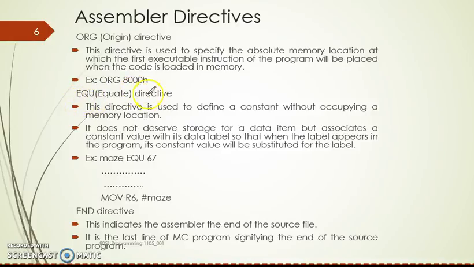Next is EQU or the equate directive. Now this is used for defining a constant without occupying a memory location. It doesn't reserve storage for a data item, but it associates a constant value to a data label. So throughout the program, whenever the label appears, the label will be substituted by the constant value. So here is an example. At the beginning, if I define maize EQU 67, then throughout the program, whenever the maize label is used, it will be substituted by 67.